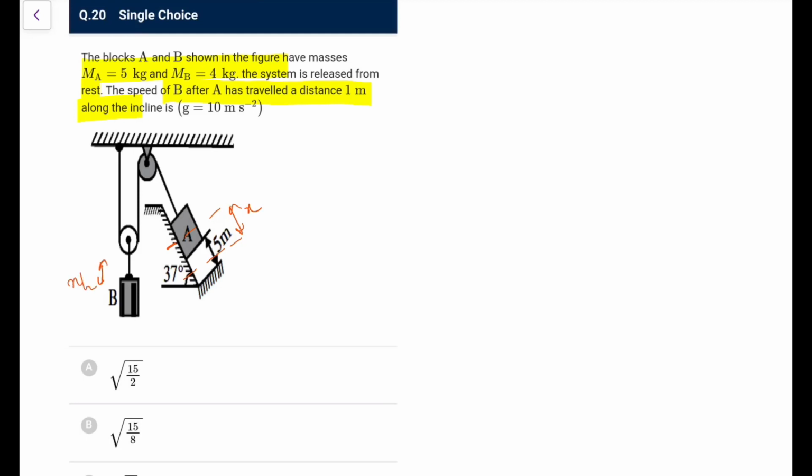You can imagine it like this: if B goes 1 meter down, 1 meter of string will be needed here and 1 meter there, so 2 meters of string will be needed, so it has to go by 2 meters. So if x goes by 1, it goes up by 1 by 2. So A loses energy. How much? 4 into 10 into 3 by 5, because of that sine 37 into 1. B gains. How much does it gain? 5 into 10 into 1 by 2. Okay, it gains this much potential energy.